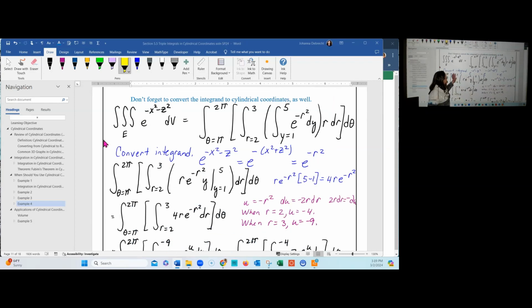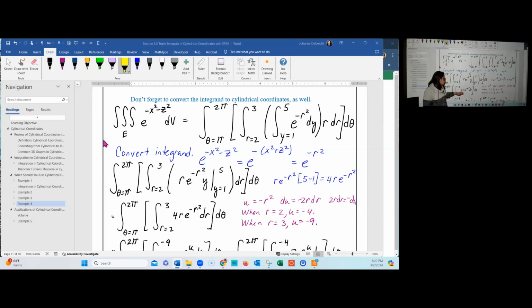Note that we need to convert the integrand, and it becomes e to the negative r squared. Our differential first is dy, but then our outer differential is r dr d theta. We could rewrite this as r e to the negative r squared dy dr d theta. Since there is no y present, when we integrate, we get r e to the negative r squared y evaluated between 1 and 5, which introduces a factor of 4.